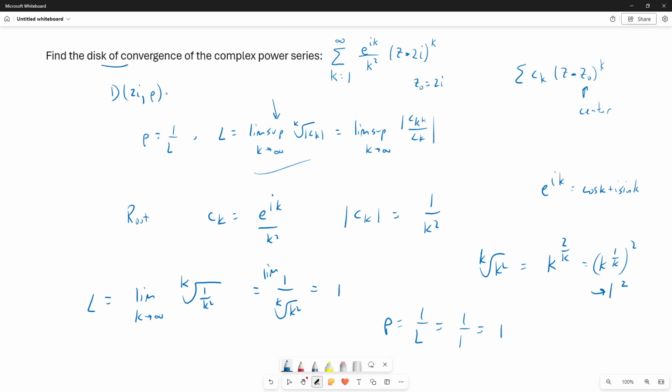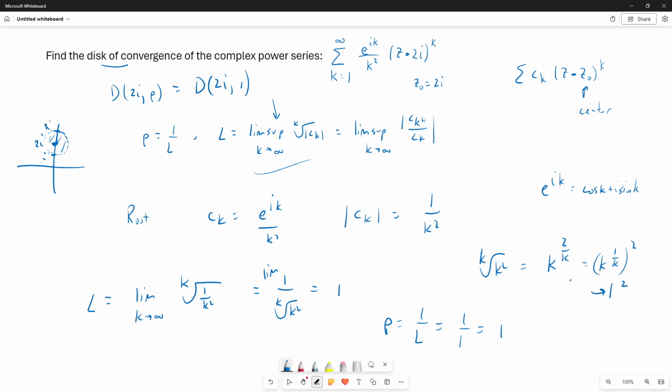So the disk is D(2i, 1). So this series will converge in the complex plane in a disk of radius 1 around the number 2i. So it will include 3i. On the boundary will be 3i and 1i. And we have what's called an open disk. The boundary points are not included. The power series may converge at some points on the boundary and diverge at others. That's a case-by-case situation.